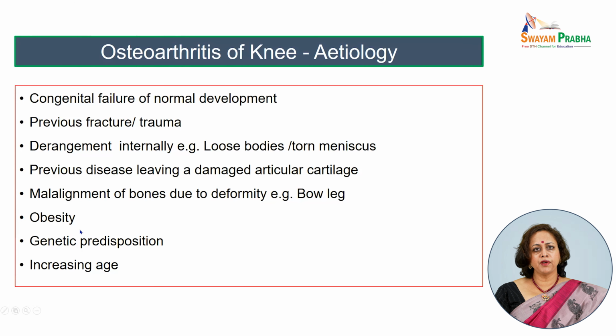Obesity is an important factor. In fact, the patient who comes to the OPD with this has obesity. Because of increased weight, the stresses on the joint become more and there is more wear and tear of the cartilage. Sometimes there is a genetic predisposition, so you will see this osteoarthritis running in the family. And increasing age is another factor, because increasing age means more wear and tear of the articular surfaces.